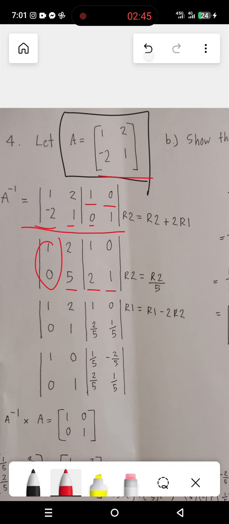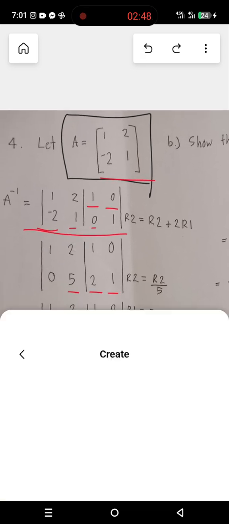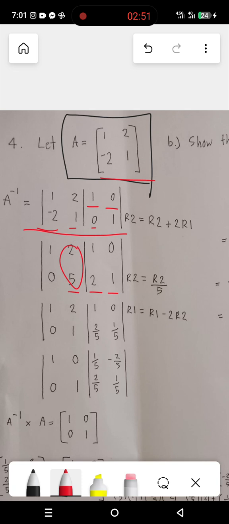So our next goal is this one. We're going to turn 5 into 1. So how are we going to do that? Since 5 belongs to row 2, we're going to divide R2 by 5 in order to turn it into 1. And we're going to perform that as well in all values that belong to R2, such as 0, the 5, 2, and 1. And the result is this. 0 divided by 5 is 0, 5 divided by 5 is 1, 2 divided by 5 is 2 fifth, and 1 divided by 5 is 1 fifth.